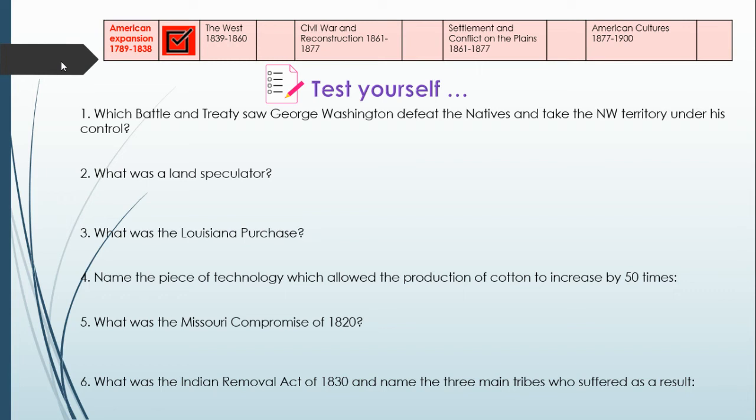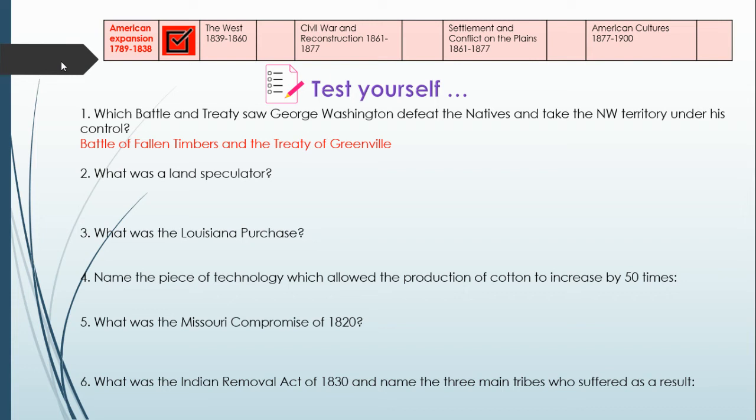Okay, so question 1, which battle and treaty saw George Washington defeat the natives and take the Northwest Territory under his control? The answer for that is the Battle of Fallen Timbers and the Treaty of Granville. So remember, this was the first battle that we see between white Americans and the natives to gain more land.